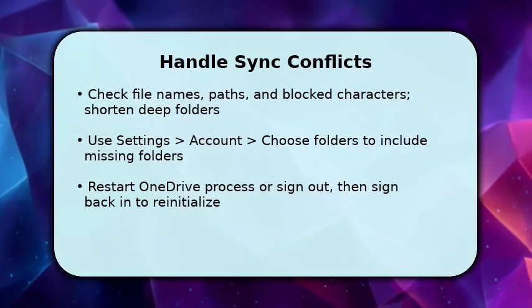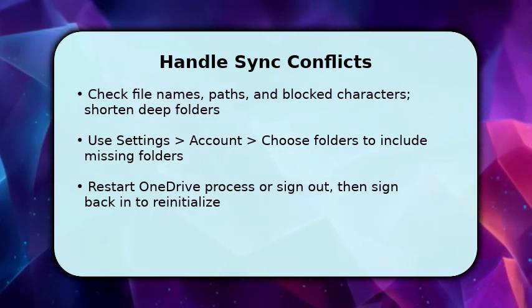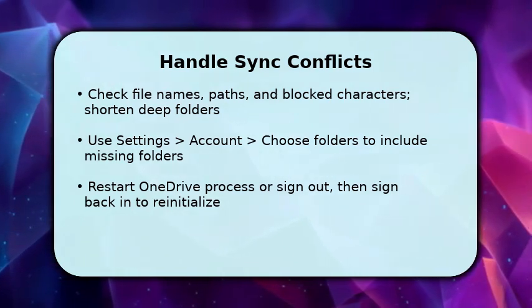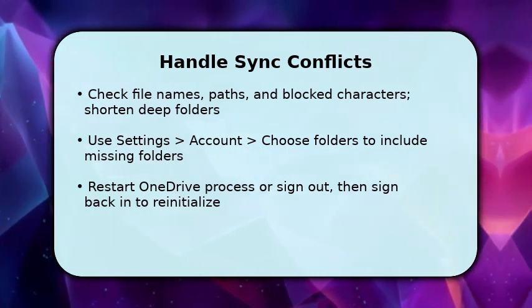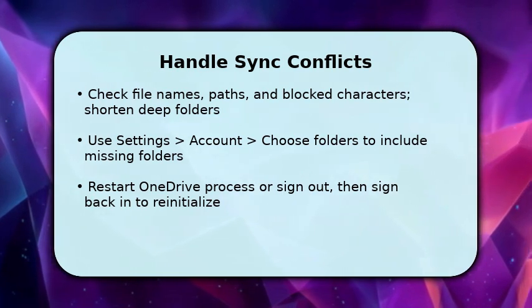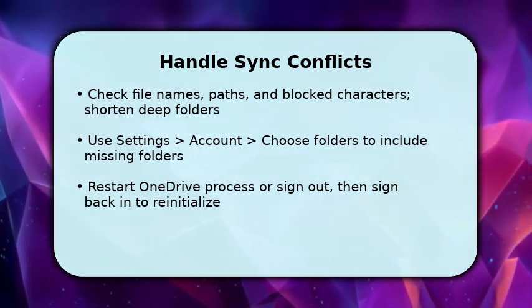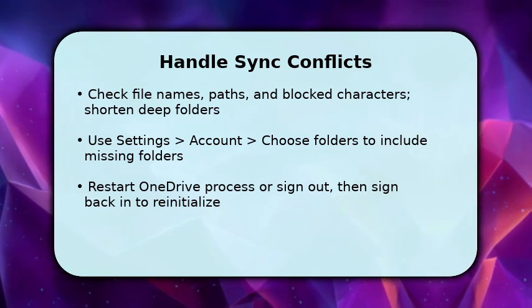Once done with the restart, you tackle common mid-process blockers. Inspect file names for illegal characters, very long paths, or files marked read-only. These stop uploads. Then open OneDrive settings, account, and use choose folders to ensure the target folders are selected.